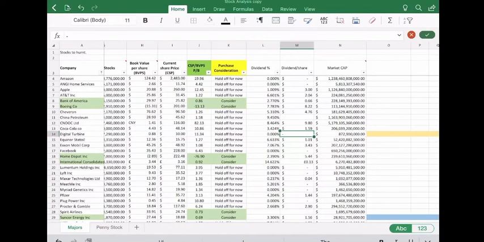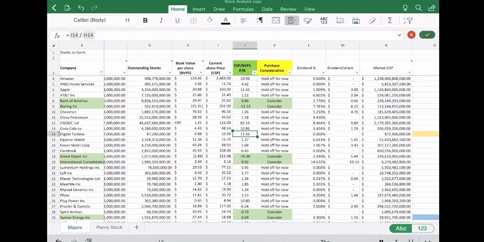Then you can also work out the market cap. To work out the market cap of a company, it's simply the current share price multiplied by the outstanding shares. Hence, if the share price of a company goes up, then the market cap of the company goes up.